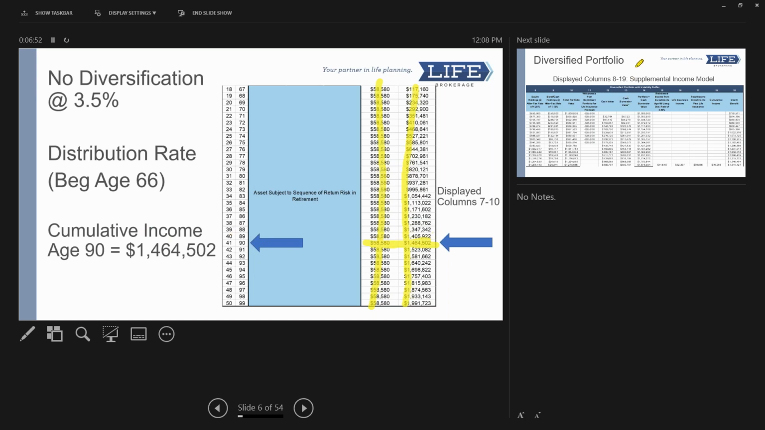So this is ride the markets, do nothing, no diversification. This is the conventional approach. And this is really important to show with clients because this is what everybody does. Now we're going to take them down a different path.